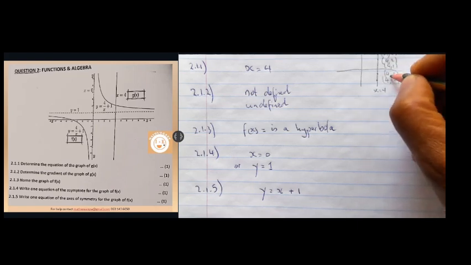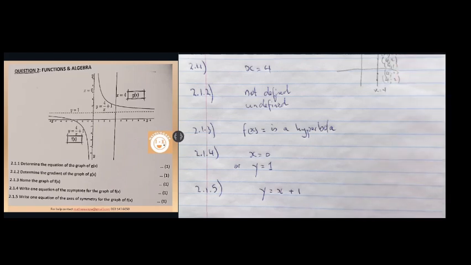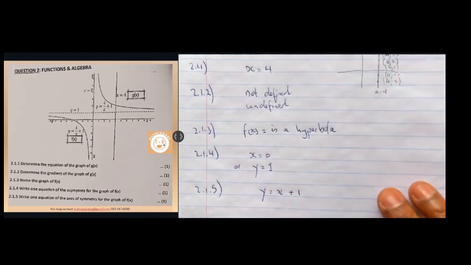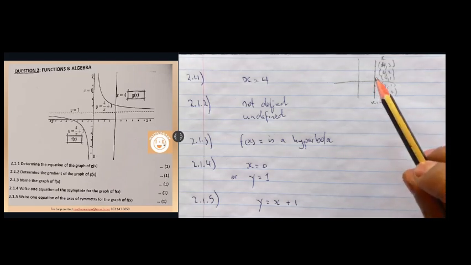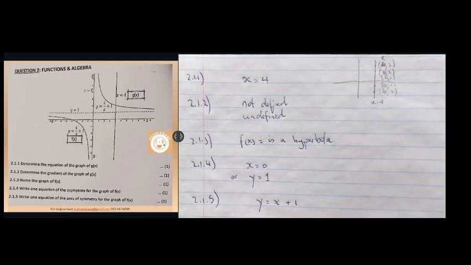So this graph, what does it do? No matter what you do, it doesn't change its x coordinates, its x value. So it will always be x is equals to 4. Okay, so that's why it's 1 mark. They just want you to determine it. All right.